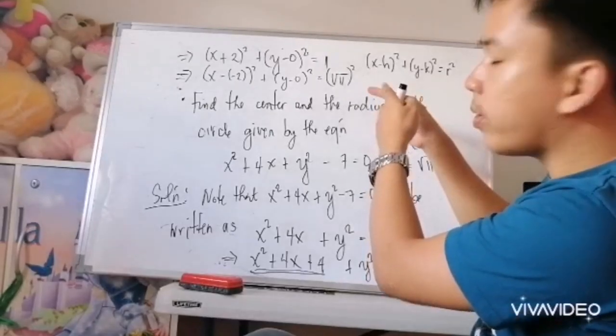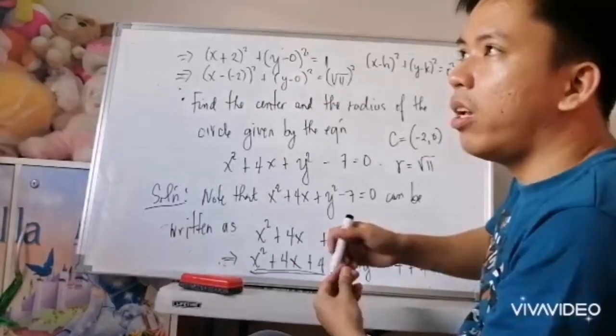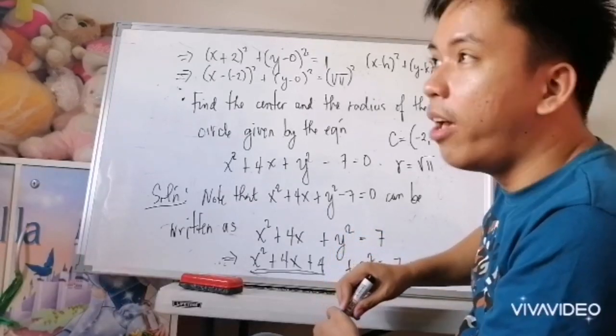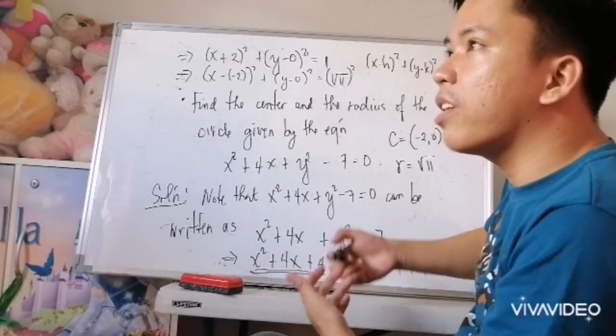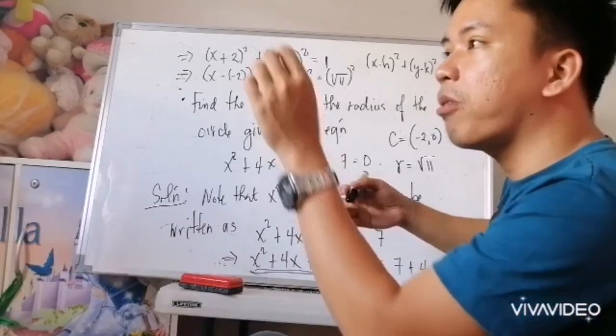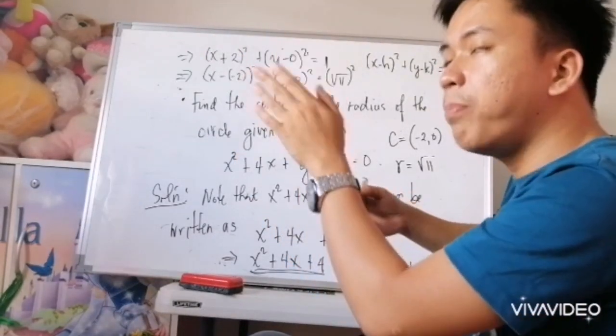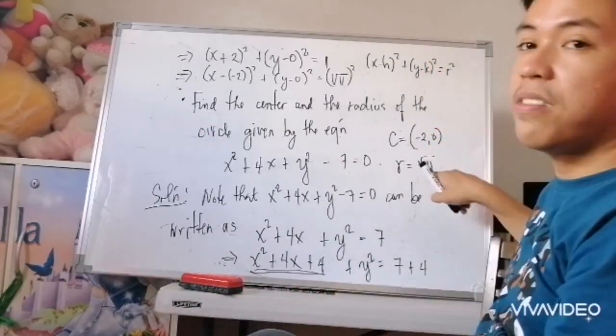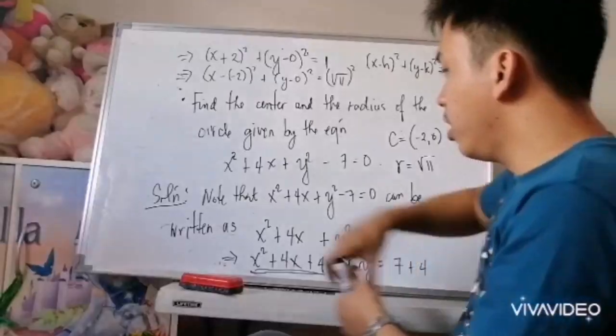Although I took the square root of 11, so I shall get positive or negative square root of 11. Since we're talking about the radius, and the radius is defined as the distance from a fixed point, the center, to any point of the circle, then we're dealing with a positive measure. This is actually now the radius.